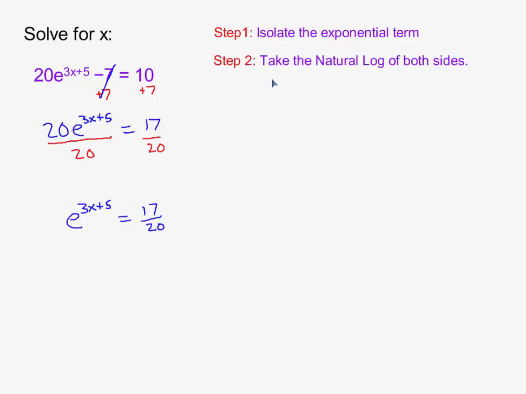So step 2 simply says take the natural log of both sides. For this to work properly, you have to do step 1 before you do step 2. But taking the natural log of both sides is as simple as just writing the ln and plugging the left-hand side into that function, and then taking the ln of the right-hand side as well by writing ln and plugging the right-hand side of the equation in the parentheses. So doing that, just copying this down and copying the 17/20, I'm now done with step 2.